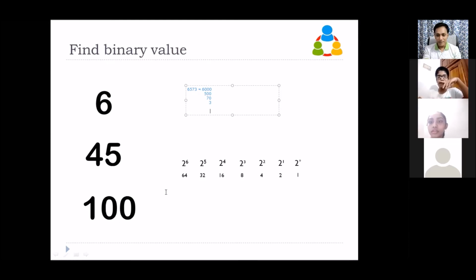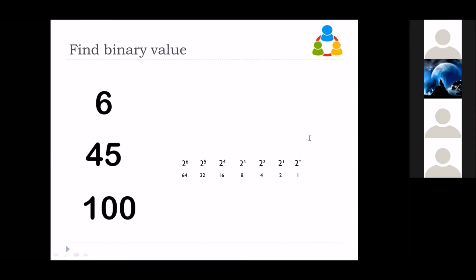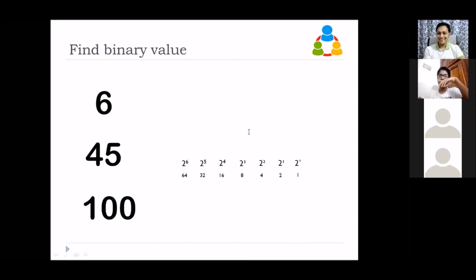How can you design a method for what you just did with trial and error? No idea. Did you try? I did. Okay. Anyone else tried? Anyone gets a spark?